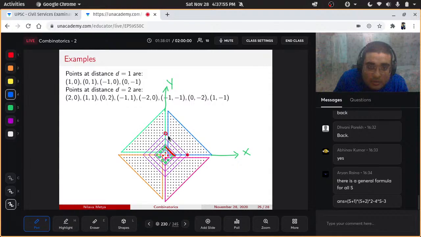So I want mod x minus 0 plus mod y minus 0 equal to d, which means mod x plus mod y is d. Okay, but due to symmetry, we will take only x and y to be non-negative. So that makes it x plus y equal to d, because x and y are non-negative. We are taking only one quadrant, and then we can reflect that, and it is symmetric. So it's just 4 times.